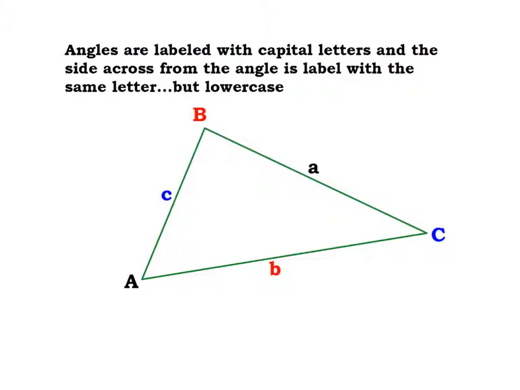And the angle across from that side, see these are across from each other, the opposite, they always match. So here's A, its opposite side is little a. Here's angle C, its opposite side is little c. That's how they match up, and that's just a general rule throughout mathematics. So keep that in mind, that's kind of important.